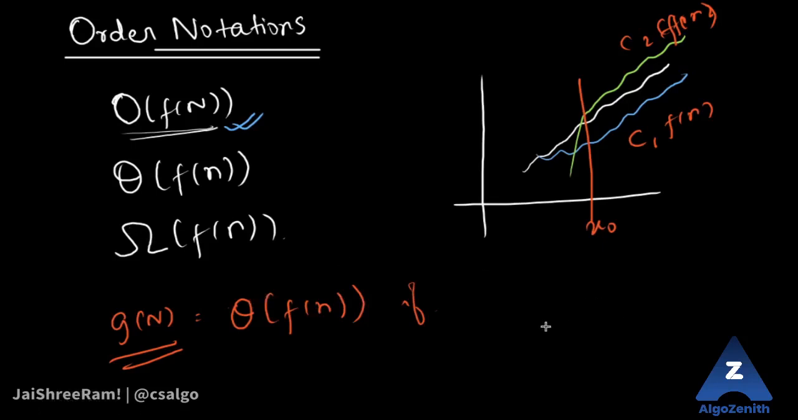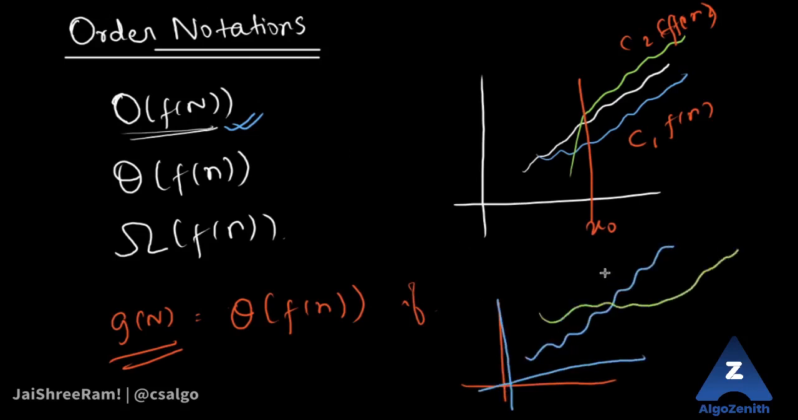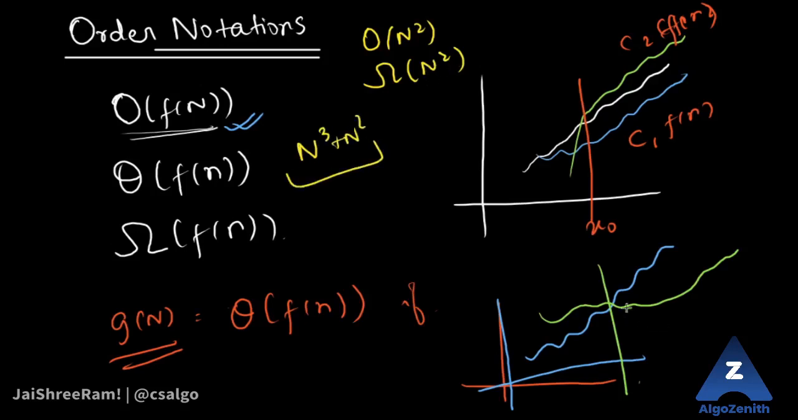For omega, it's just a lower bound. You have some function over here. If some function beyond some point is always greater than this, let's take an example. If you take omega of n square, this basically means it's always greater than or equal to n square. So if my complexity is something like n cube plus n square, this is always greater than or equal to n square beyond some point, right?